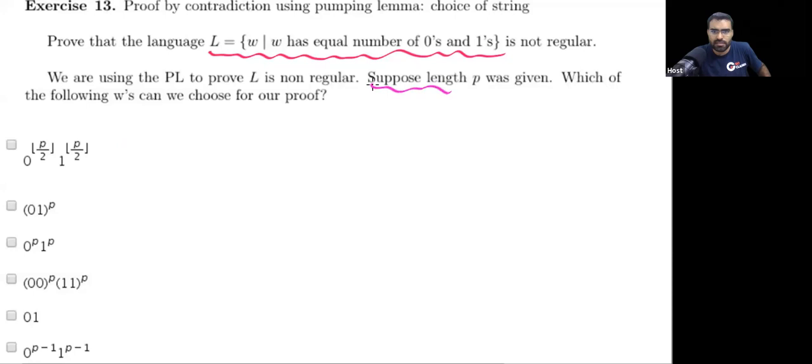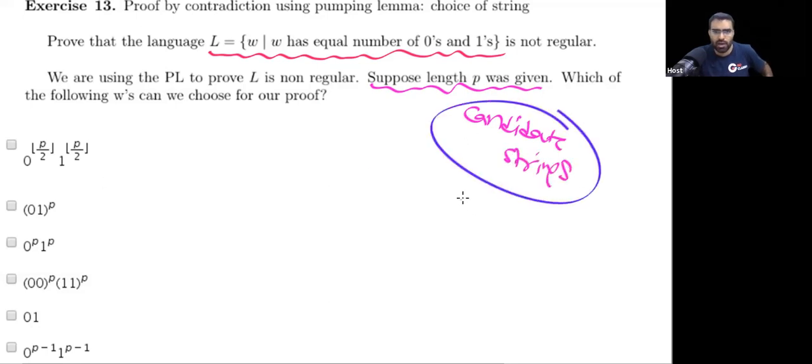See, this P is already given to you. Now, for this P, first of all, tell me what will be the candidate strings? Which strings have the authority to violate or satisfy? Those strings which belong to L and whose length is greater than or equal to P.